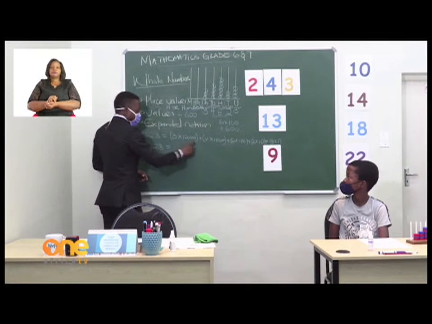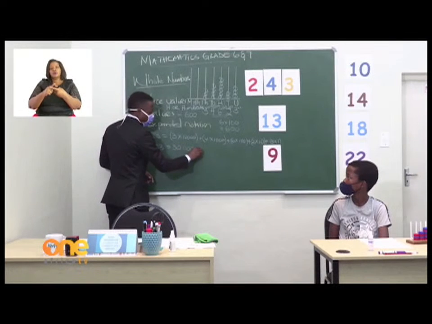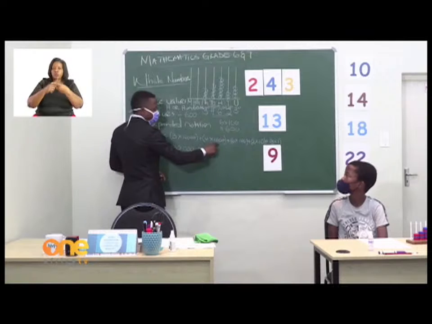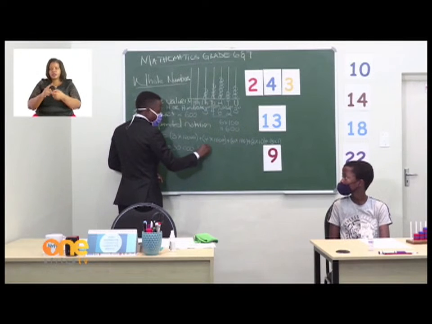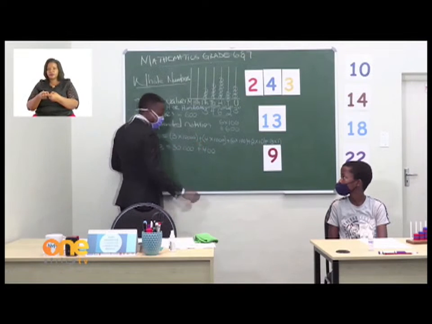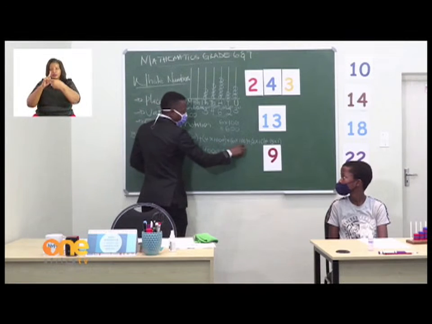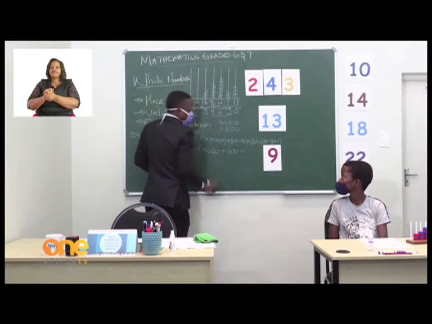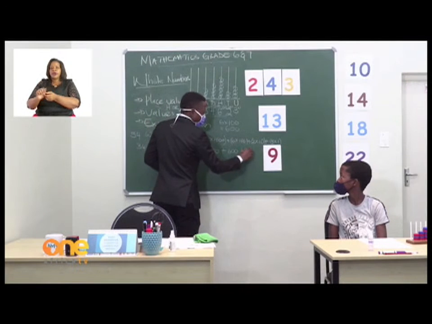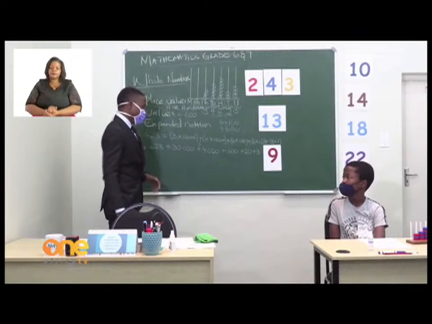If you multiply these, you get 30,000. If you multiply these, 4 times 1,000, you get 4,000. And if you multiply 6 times 100, it will be 600. 2 times 10, it will be 20. And 3 times 1 must give you 3.